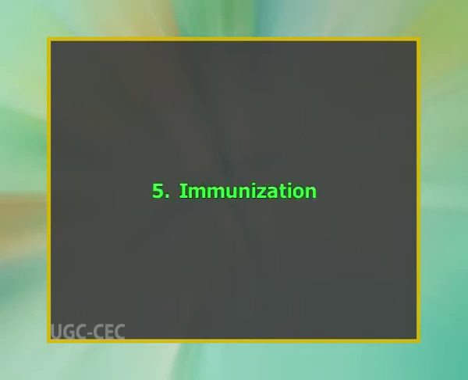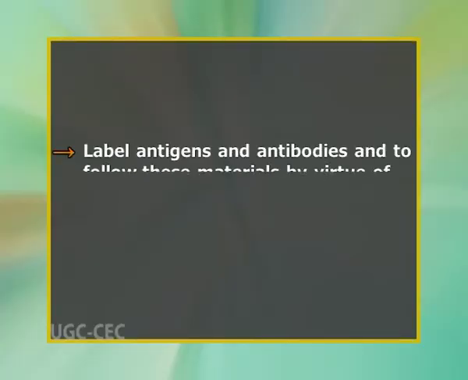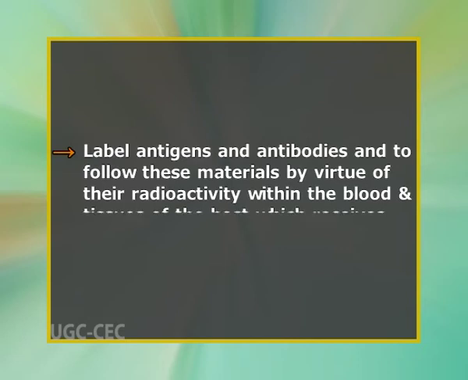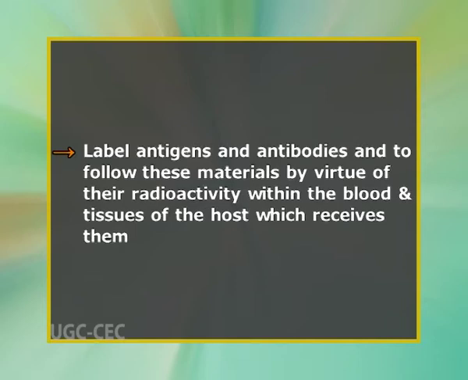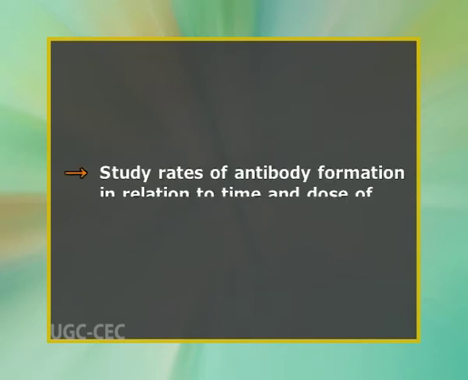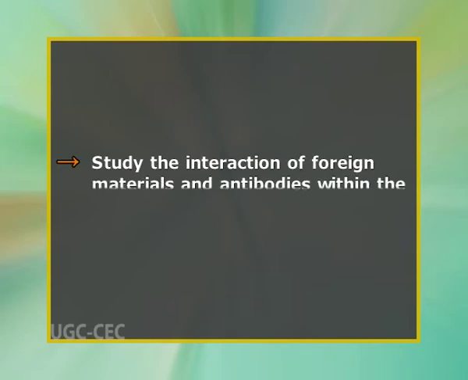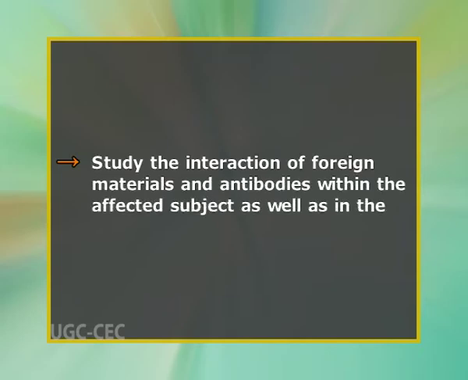Number 5, immunization. Radioactive isotope techniques have made new advances possible by allowing us to label antigens and antibodies and to follow these materials by virtue of their radioactivity within the blood and tissues of the host which receives them, to study rates of antibody formation in relation to time and dose of immunization, and to study the interaction of foreign materials and antibodies within the affected subject as well as in the test tube.